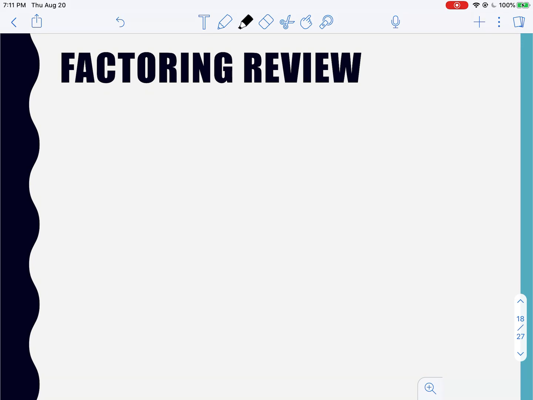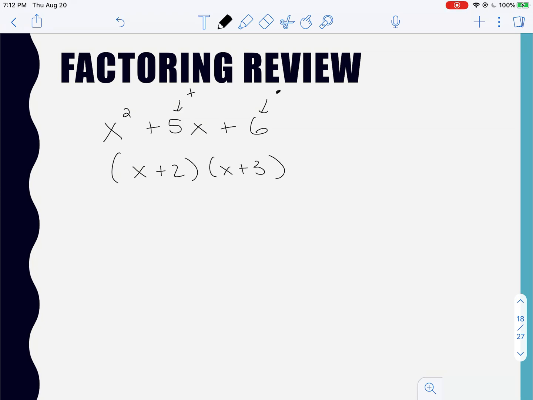Factoring review. Hopefully you remember how to factor, but let's just review some. So if I had x squared plus 5x plus 6, you can just factor. Remember, you want to find two numbers that multiply to the last number and add up to the middle number. So I have (x plus 2) times (x plus 3), because 2 times 3 is 6, and 2 plus 3 is 5. So that's just a basic trinomial.